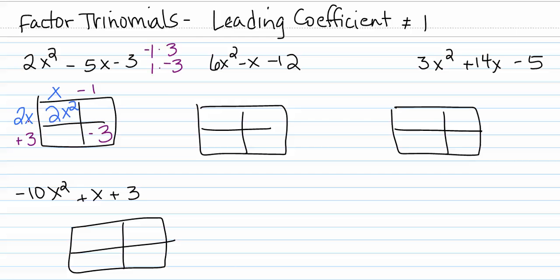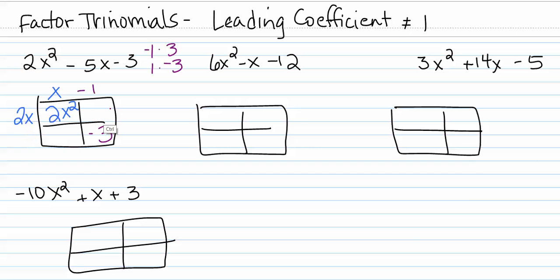So in the upper right-hand corner, I have 2x times -1, which gives me -2x. The lower left-hand corner, I have 3 times x, which gives me a +3x. When I combine those together, I get a +1x. Not the right sign and not the right number. So that tells me that I don't have the right combination. Since I don't have the right number, I know that I don't have the numbers in the right places.